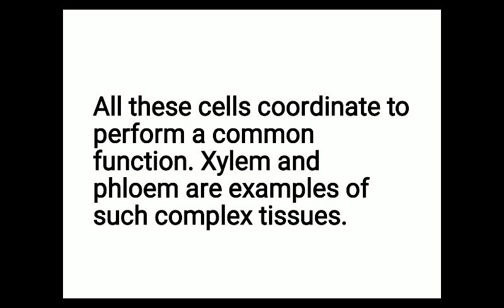So in complex tissue, what will happen? The different types of cells, with different structures, will group together and perform a particular function in the plant body, and they are known as complex tissue. These complex tissues are further divided into two categories. The first one is xylem and the second one is phloem. So xylem and phloem are the two types of complex tissue.